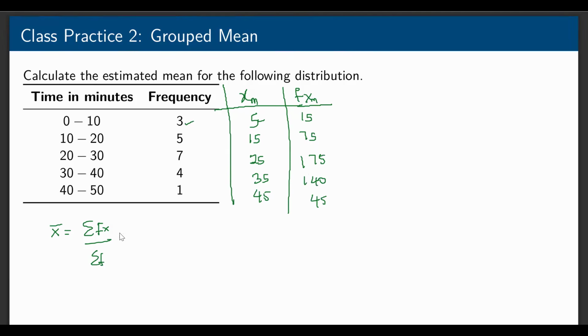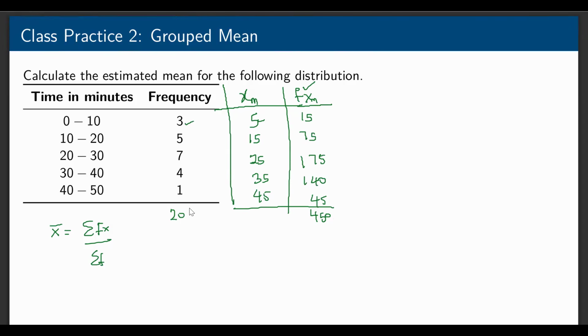According to the formula, I need the summation of the frequencies. So I have 3 plus 5 plus 7 plus 4 plus 1, and the total gives us 20. Then we also sum the f times x's, that is this particular column. So 15 plus 75 plus 175 plus 140 plus 45, and that gives us 450.